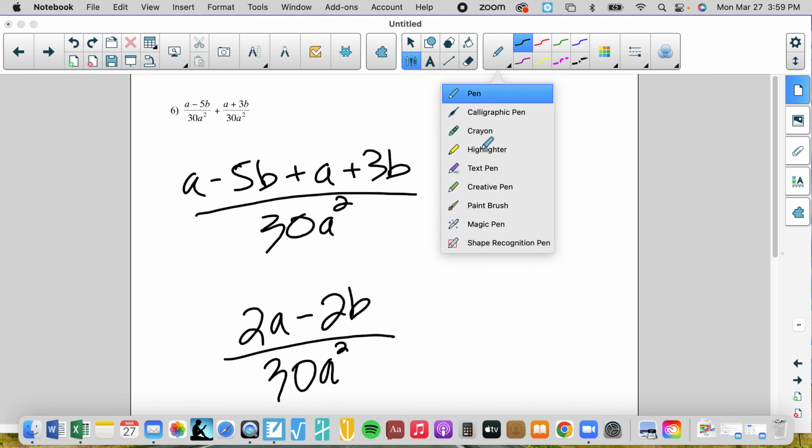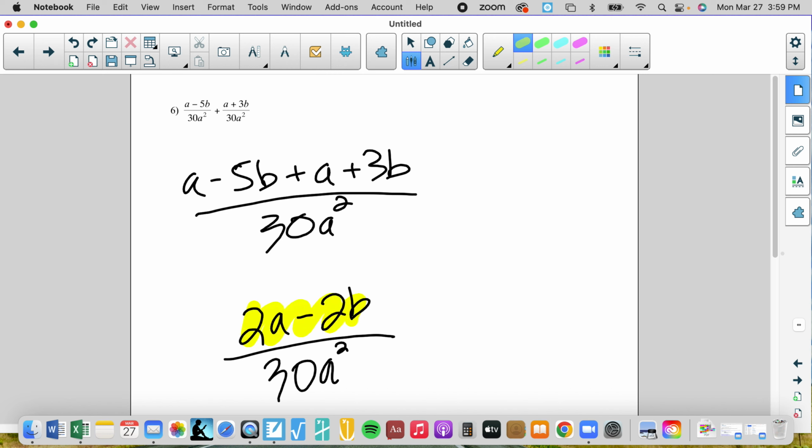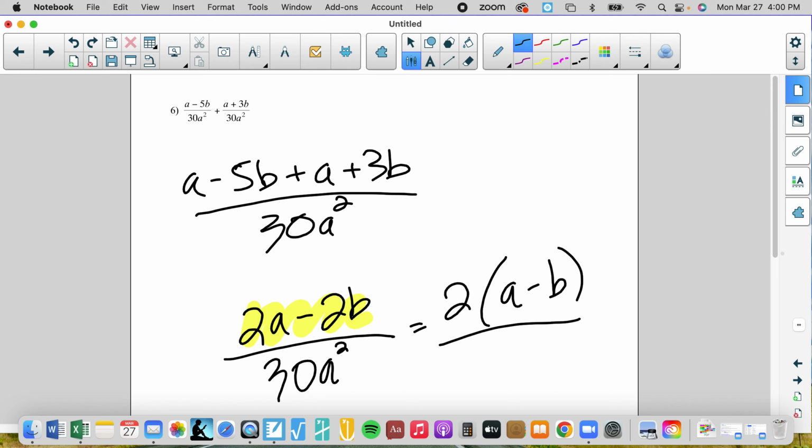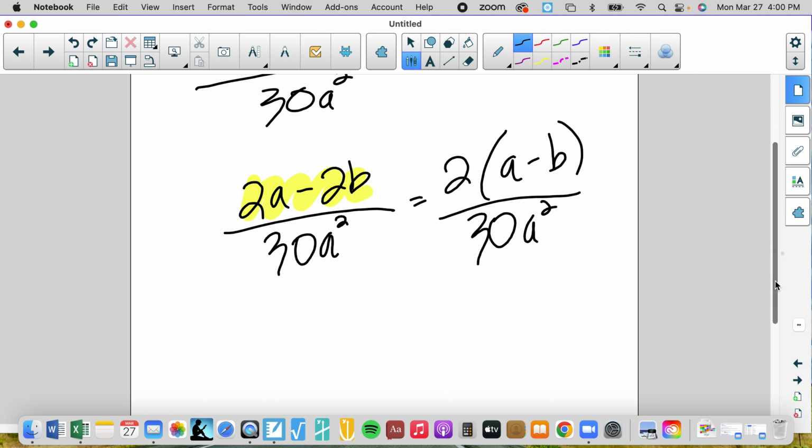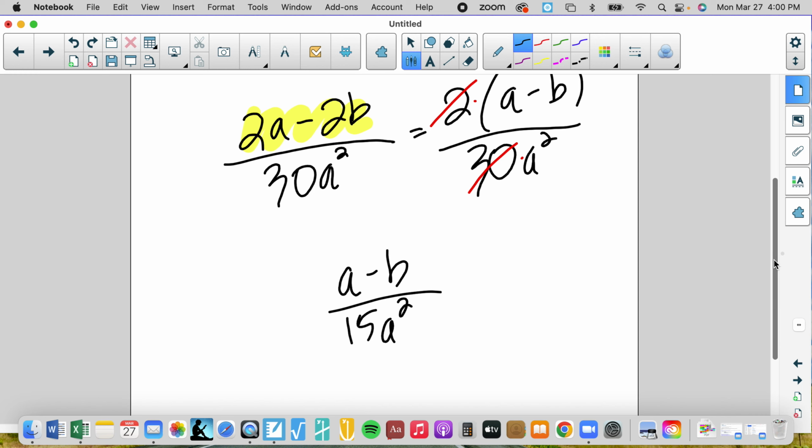Let's look at that numerator. Is there anything I can factor? Yep. Let's factor out a 2. If we factor out a 2, that leaves us with a minus b. You're factoring from both of the terms, and that is 30a squared. We can cancel the 2 with the 30 now because they're multiplying. And I'm left with a minus b over 15a squared. I cannot cancel the a's anymore because that a is being added and subtracted to b.